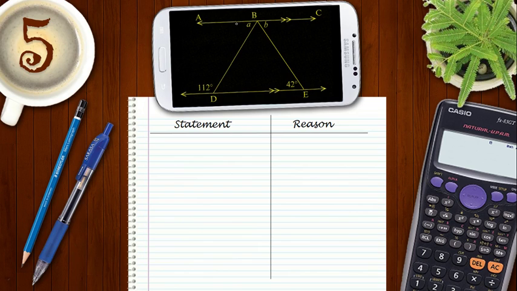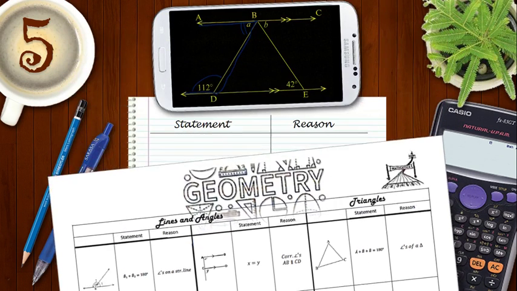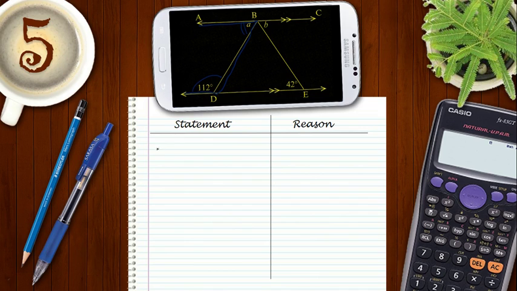For example 5, we have a and b. Starting with a, this angle over here and this angle over here are co-interior angles. You see, they form a U. So our reason will be co-interior angles. Now, we state that a plus 112 degrees will be equal to 180 degrees, and our reason is co-interior angles. And we also say that AC is parallel to DE. Then we solve for a.